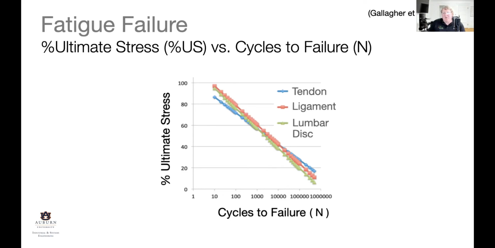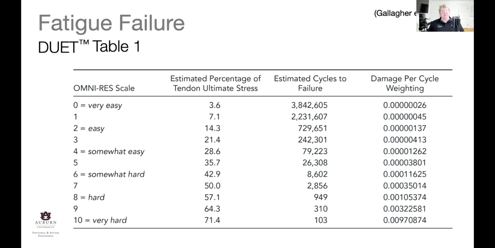At very low percentages of ultimate stress, you can see it gets into the thousands. So if it's a very low force, your body can tolerate a lot of repetition without damage. But if it's higher forces, it's a nonlinear relationship, and the damage increases. So Dr. Gallagher's models factor that in, and it's really cool.